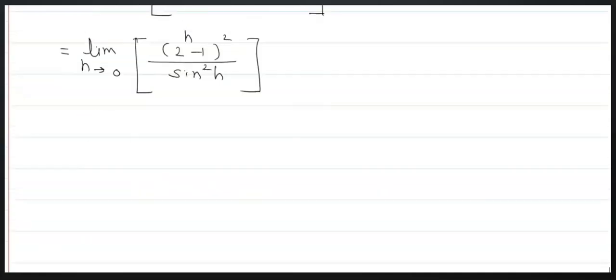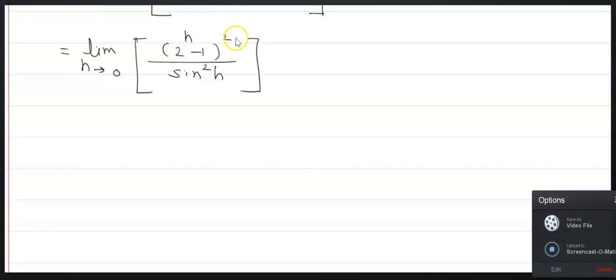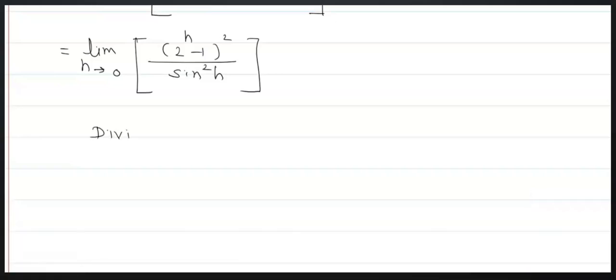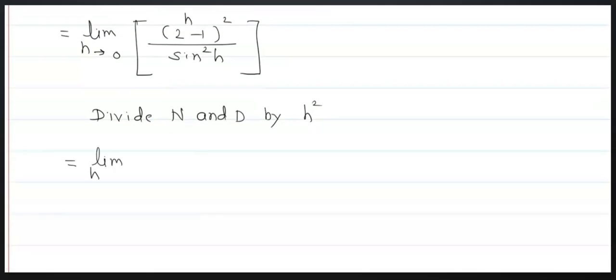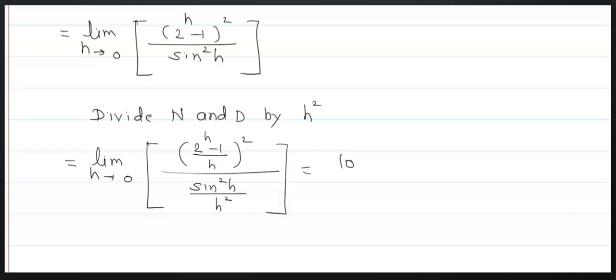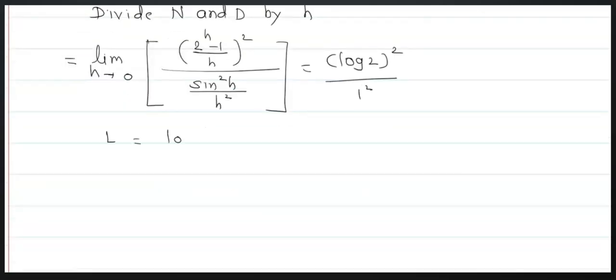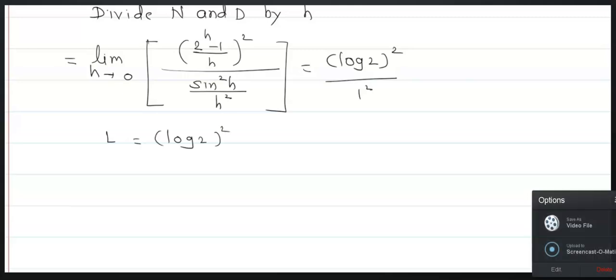Now this is the perfect square. See this here, (2 raised to h minus 1) whole square upon sin square h. Then divide numerator and denominator by h square. That is limit h tends to 0, (2 raised to h minus 1 upon h) whole square, upon sin square h upon h square. Log of 2 whole square upon 1 square. Therefore, the final answer is (log 2) whole square. See this here, sin square h upon h square, limit h tends to 0, is 1. And 2 raised to h minus 1 upon h is log of 2, squared.